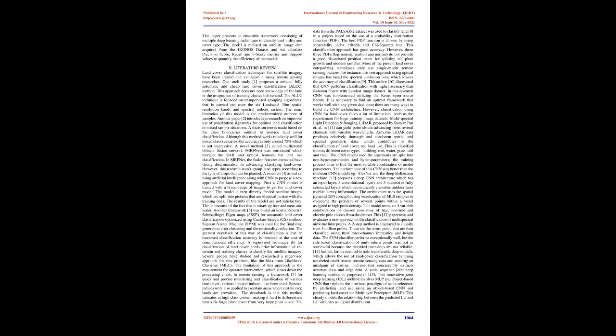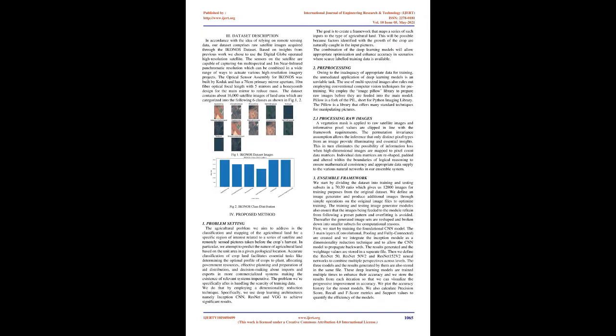A decision tree is made based on the class boundaries optimal to provide land cover classification. Although this method works relatively well for mixed class scenarios, the accuracy is only around 75%, which is not impressive. A novel method [3] called Multimodal Bilinear Fusion Network, MBFNet, was introduced, which merged the SAR and optical features for land use classification. In MBFNet, the fusion features extracted have strong discrimination to advance classifying land cover.